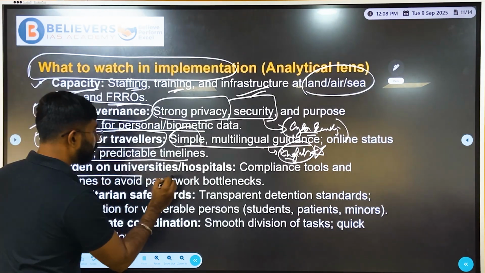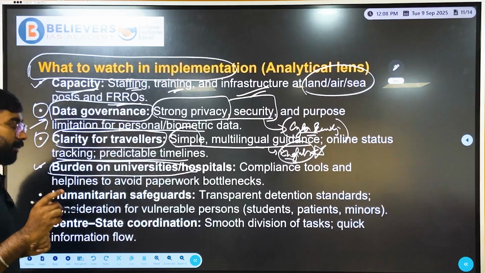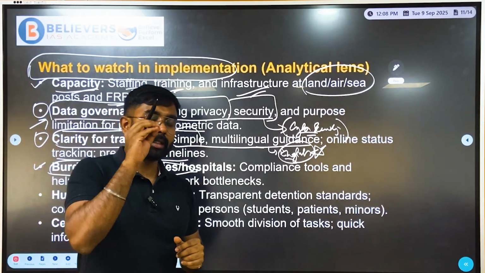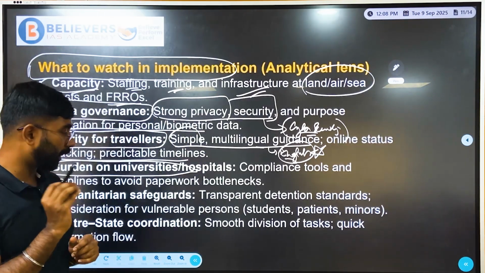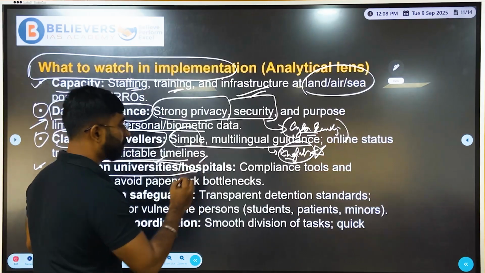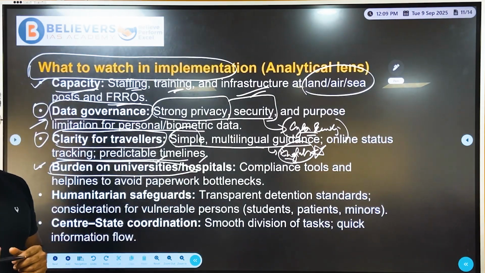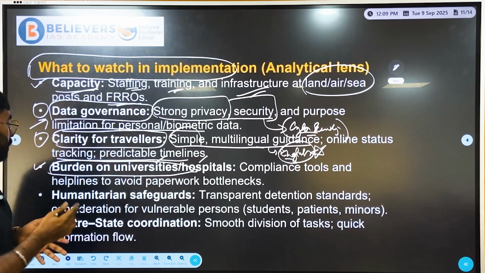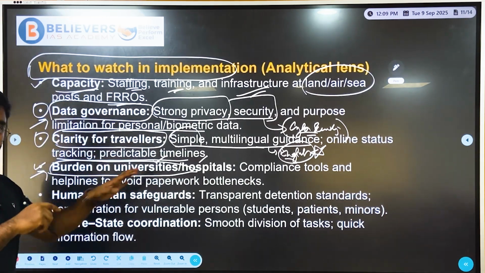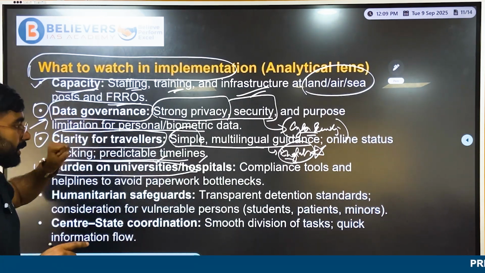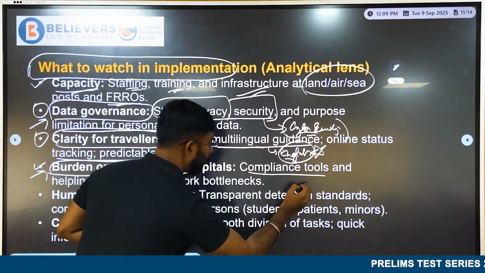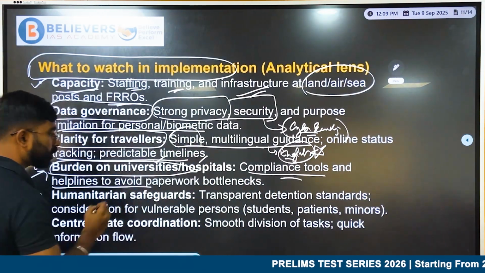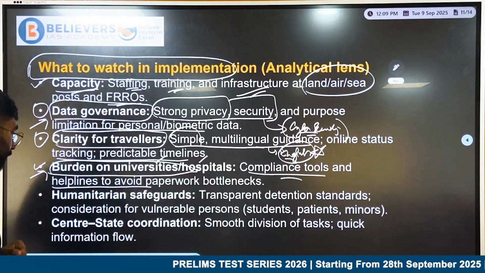Then there is the burden on universities and hospitals, because we are also talking about an important mandate created on the universities and the hospitals to create a database of all those students or all those people whom they admit, right? So a huge burden lies on these institutions. Hence the government should help them build compliance tools and helplines to avoid paperwork bottlenecks.